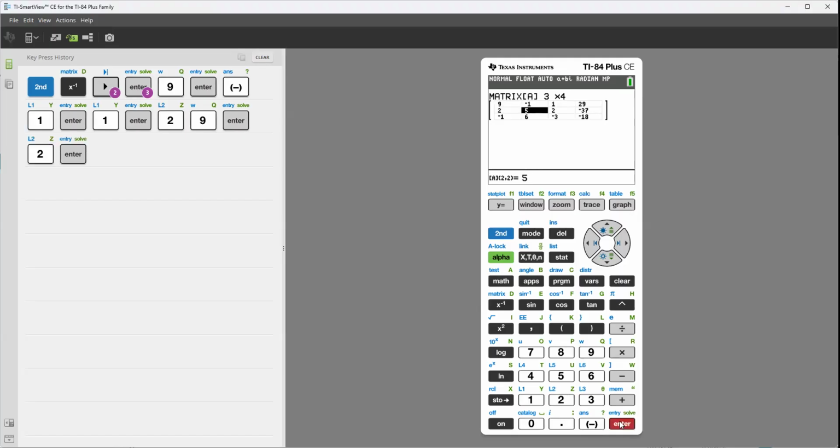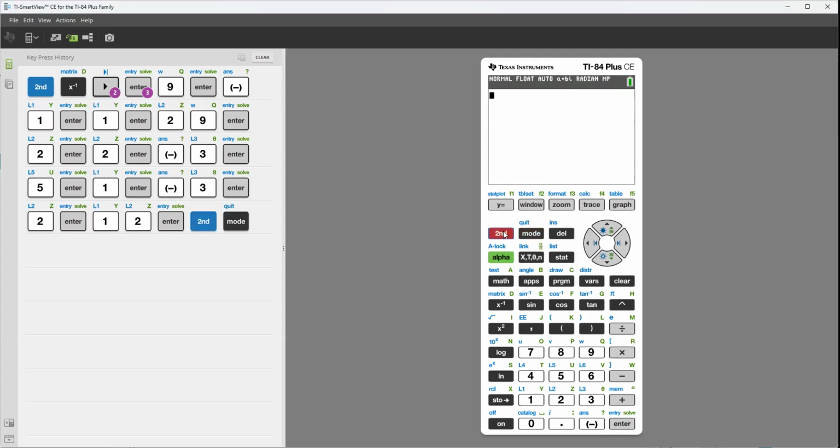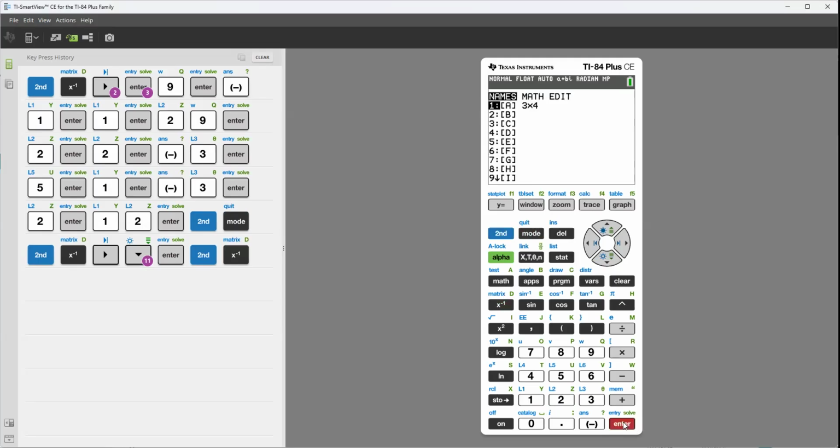So let's see. 2 enter, 2 enter, -3 enter, 5 enter. All right, then 1 enter, -3 enter, 2 enter, and 12 enter. All right, so then you hit second quit. Now you went into matrix again to get to math, and you went down to RREF, enter, and then second, x-1, and enter.